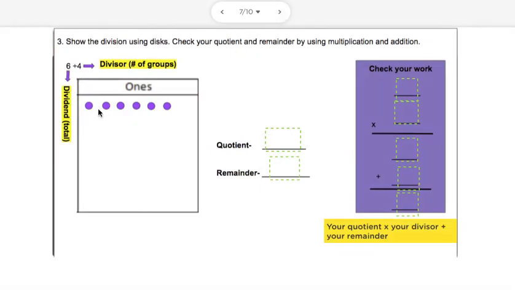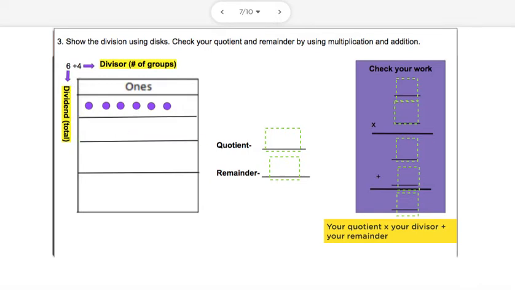Alright, you guys, we're going to go ahead and do one more. In this problem, we have 6 divided by 4. How many groups am I breaking my place value chart into for this problem? Yes, 4 groups. Here we go. 1, 2, 3, 4. 1, 2, 3, 4.